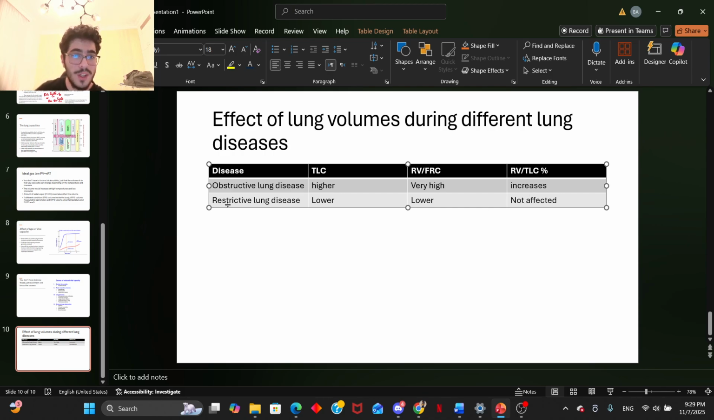Okay? For restrictive lung disease, the TLC is going to become lower, and the FRC is going to become lower. Since they both become lower, and it's not like one becomes much lower than the other, they both decrease by relatively the same amount, so the RV over TLC ratio will be relatively the same and won't be affected. Okay? So that's basically this entire lecture.